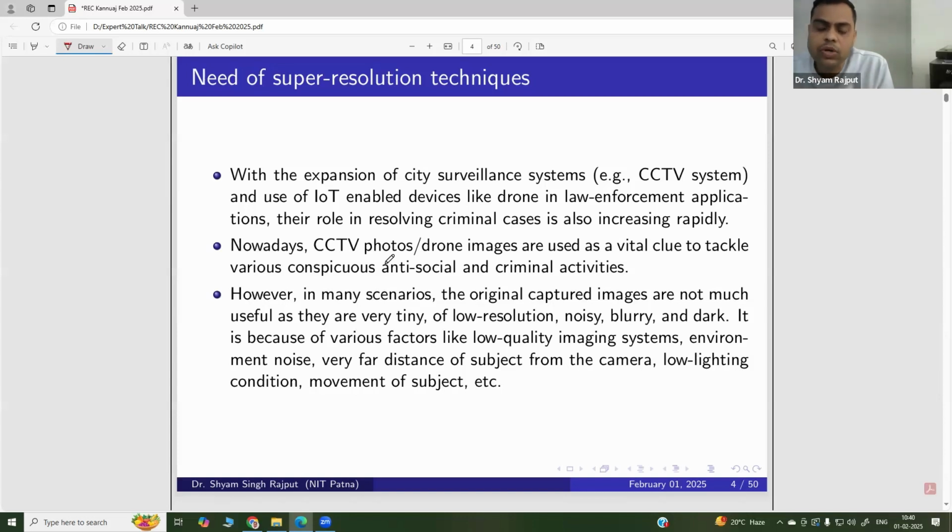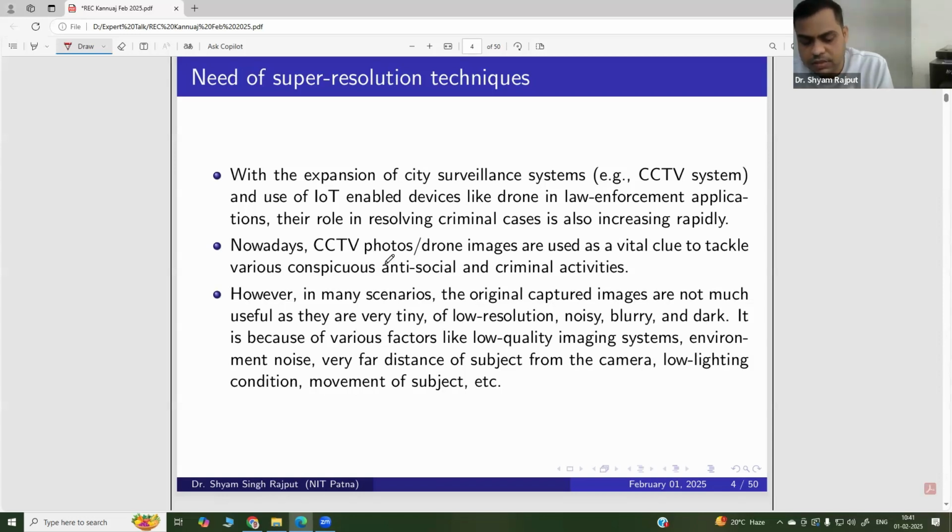What happens in the real scenario is that the images captured by the CCTV camera and drone may not have a good quality because of various reasons. One reason may be that the image was captured at night, or there may be environmental factors. The suspect may be in motion. The object may be very far from the camera, or the system is low quality. The government is deploying a lot of cameras in smart cities, but it is not affordable to install high resolution cameras at all places.